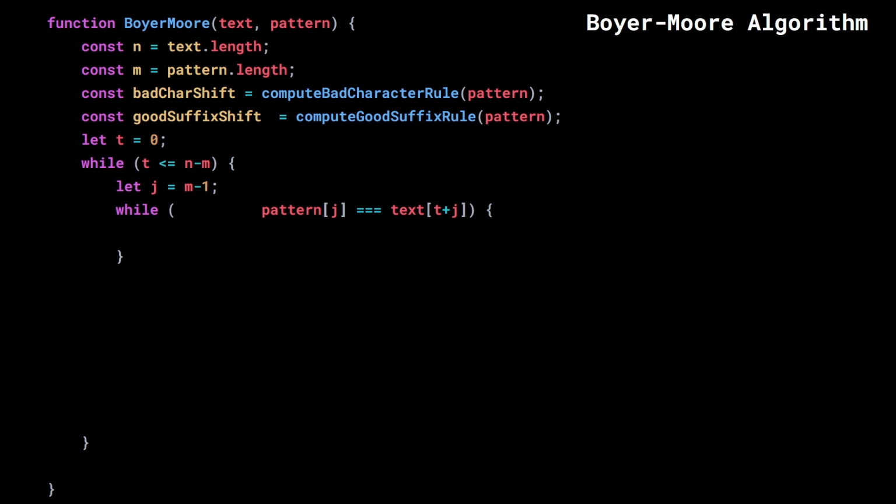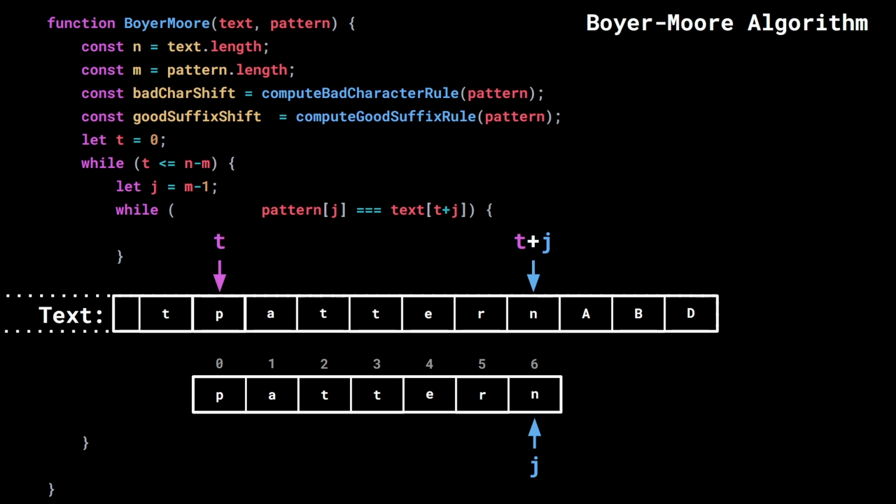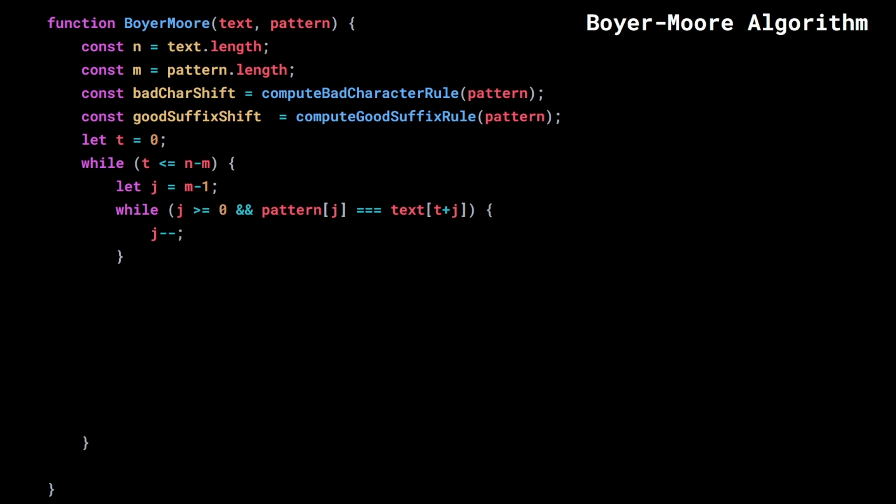Then we want to compare the pattern with the text. So we compare the character at position j in the pattern with the character at position t plus j in the text. While they are matching, we go to the next character by decrementing j. If the pattern is found in the text, j will become negative. So we want to break out of the loop once we've successfully compared all the characters in the pattern. Once we are out of the loop, it means that either the comparison failed or that we found the pattern. If the pattern was found, j will be equal to -1.